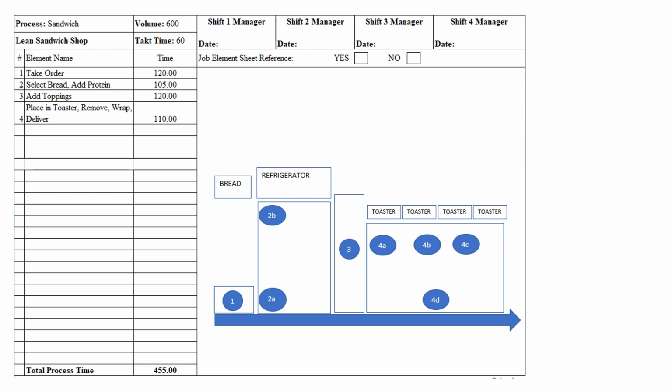This decreases the total process time from 600 seconds to 455 seconds because the employees operating the toaster can now do other work while the toaster is toasting. This also makes the process time more balanced, allowing the team to achieve the required output with fewer employees and shorter bottlenecks.